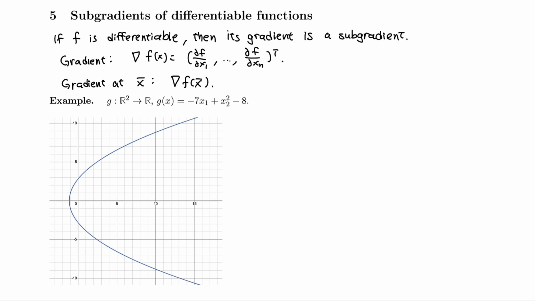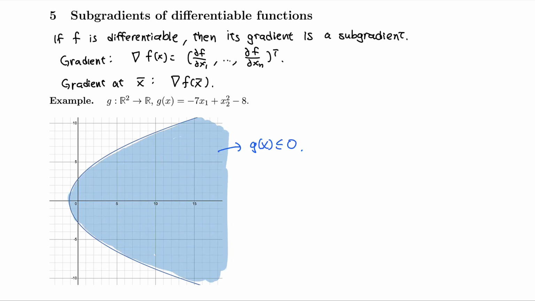We now look at this example of g of x is equal to minus 7x1 plus x2 squared minus 8. The feasible region of g of x less than or equal to 0 is drawn here. We now look at the point x bar, which is (4, 6). To get the gradient, we first differentiate g with respect to x1, meaning we are treating all the other variables as constants. In this case, we just get minus 7.